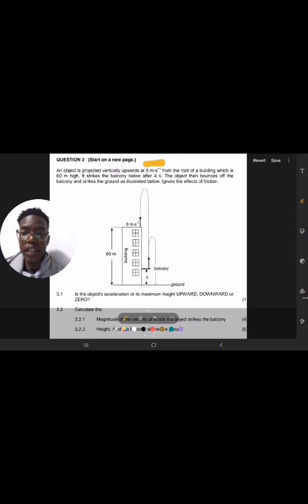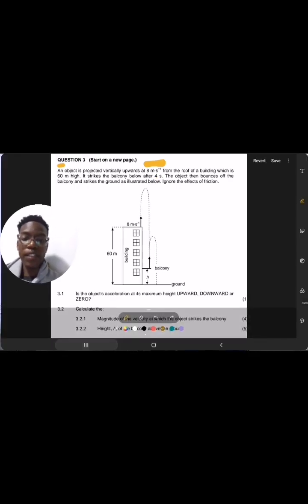Okay, so an object is projected vertically upwards at 8 meters per second from the roof of a building, which is 60 meters high. I've already written that down. It strikes the balcony below after 4 seconds. Okay, so after 4 seconds, it strikes the balcony.